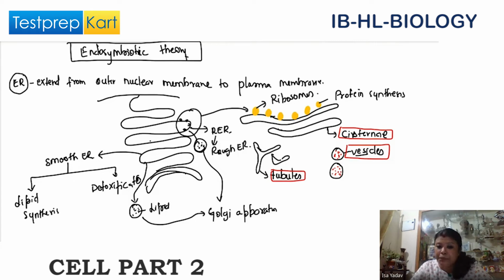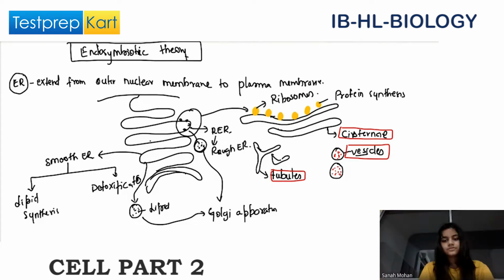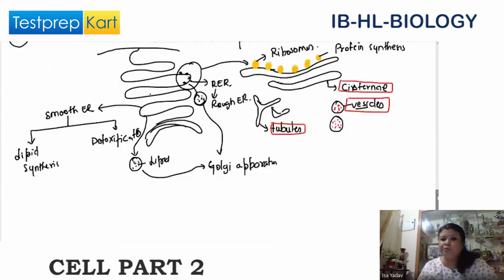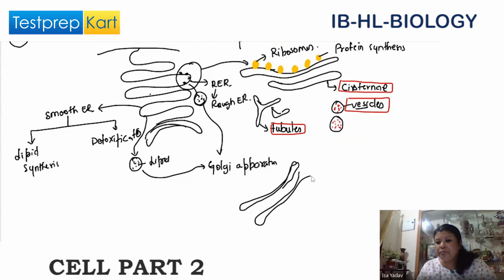Then see the Golgi apparatus. Can you see it? That is you. You take the apple and you extract the juice. Once you extract the juice, I'll show you how the Golgi apparatus will look. See, like this. The Golgi apparatus also has vesicle-like structures.